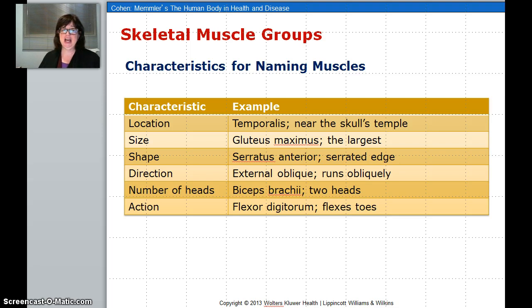Now muscles, just to help you with the naming of the muscles, there are certain characteristics in muscle naming. It could be by the location, and one is the temporalis, which is located by the temple. It could be the size. The gluteus maximus is the largest one. It could be the shape, such as the serratus anterior, which has a serrated edge. It can be the direction it goes. External obliques go oblique, which means sideways. The number of heads. Your biceps has 2 heads. Your triceps has 3 heads. Or it can be the action, such as the flexor digitorum, which causes the toes to flex.